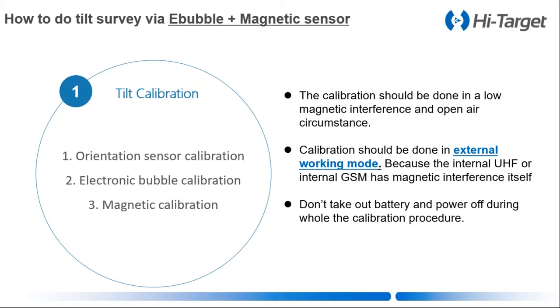Before starting the tilt survey, the receiver needs to do calibration with three steps. The calibration needs a low magnetic interference and open air environment. And it is better to do it in external working mode because the internal UHF and the internal GSM have magnetic interference themselves. And we suggest the battery is fully charged and do not power off, otherwise all the calibration needs to be done again.